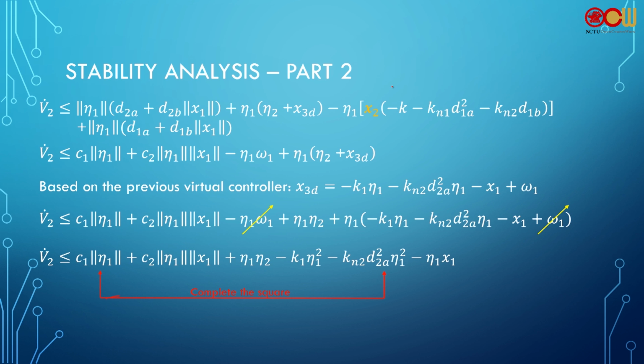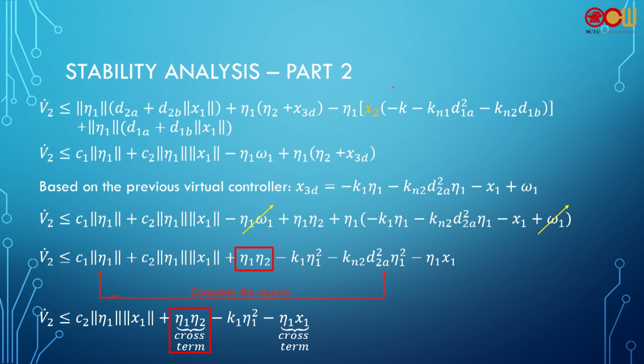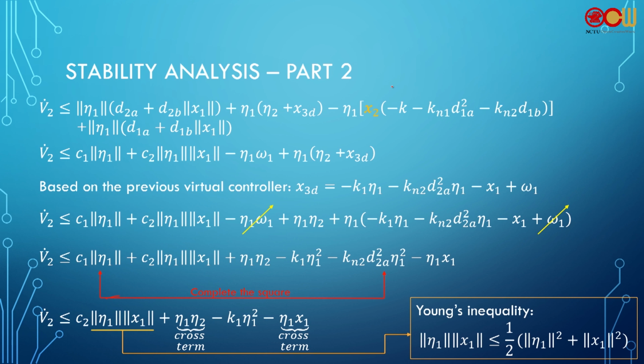Next, you complete the square with these bad terms, and this term goes here, this term goes to here. And I think there's some positive constant here after you complete the squares. And next, you can do Young's inequality to upper bound this term by some eta 1 norm square and x1 norm squares. These bad terms can combine with this k1 eta 1 square. And that's the reason we do Young's inequality.